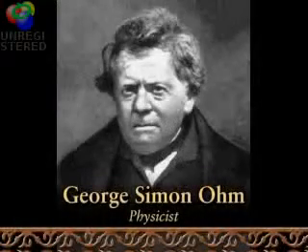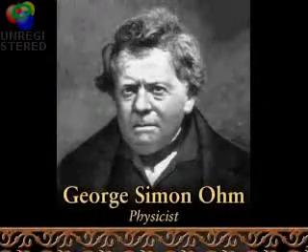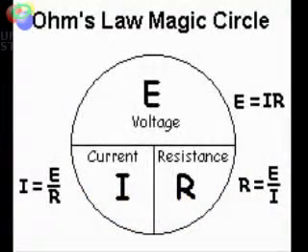Speaking of George Ohm and his formulae, which we call Ohm's law, there are the three basic equations relating voltage, current, and resistance: E equals I times R, I equals E divided by R, and R equals E divided by I. This magic circle is handy for remembering these formulae.